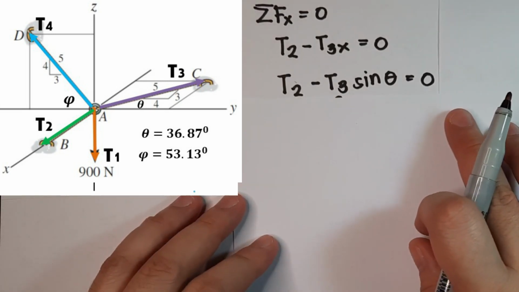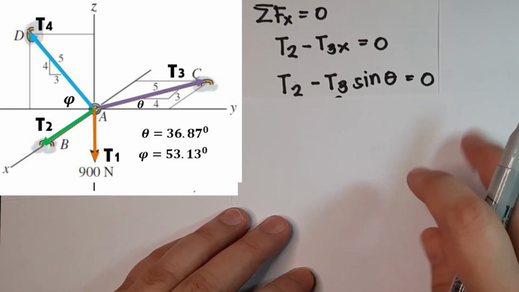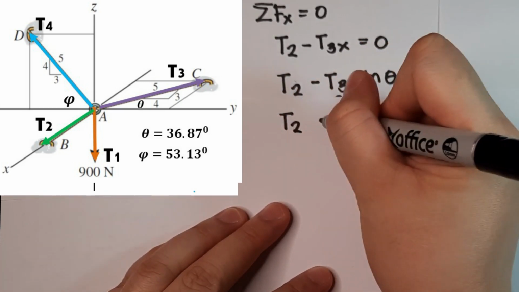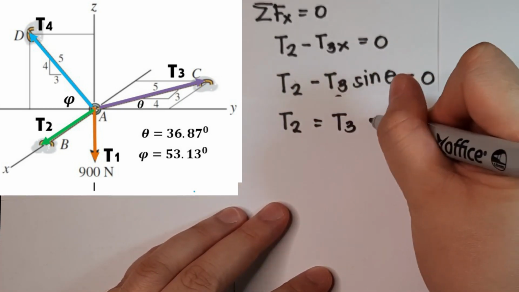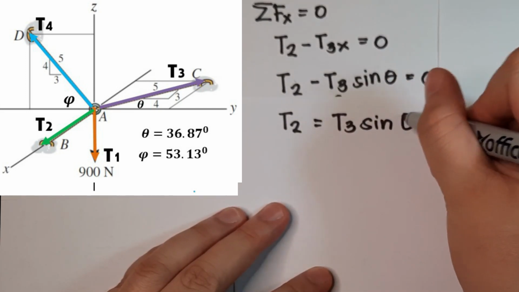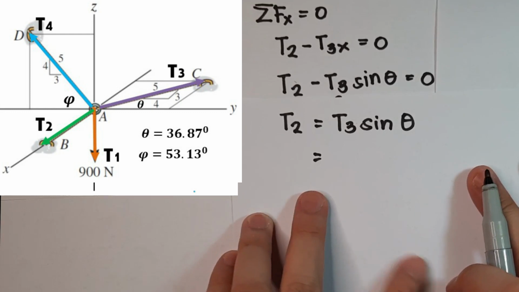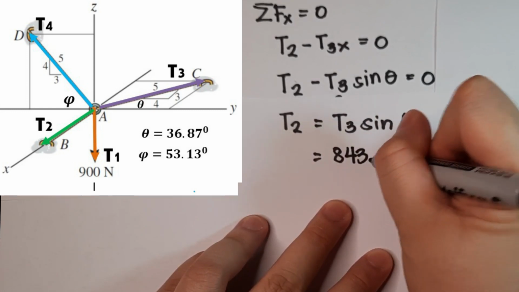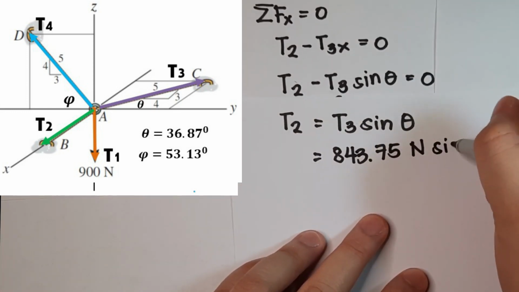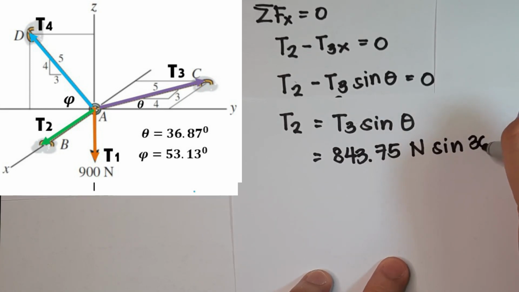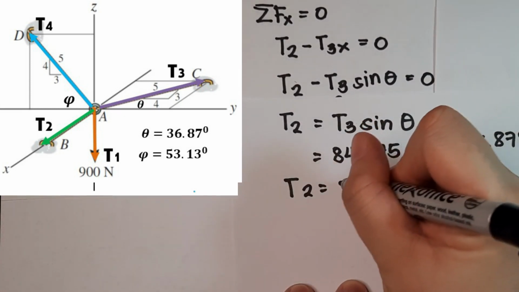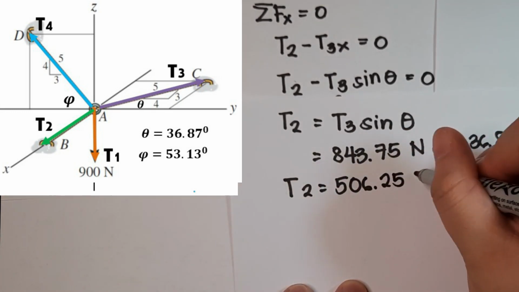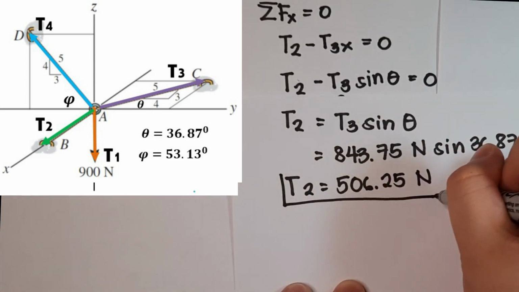Okay, so let's solve now T2 since we know what is T3. So I will just transpose T3 on the other side. So it will be T2 is equal to T3 sine theta. And our answer for T3 is 843.75 Newton. Sine theta is sine 36.87 degrees. So T2 now is 506.25 Newton. So this is now our T2.